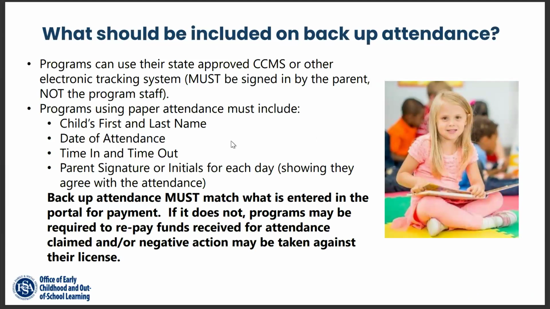If you are using paper attendance, that must include the child's first and last name, the date that they attended, time in and time out, and then parent signatures or initials for the days. Like I said, at least weekly, showing that they agree with that attendance. So make sure that all of the details are present. We do want those time in and time outs because we want to make sure that children were present when you said they were. Again, as I mentioned earlier, we did have some issues where children walked in the door, walked out, and were counted present for the day. Those time in and time outs would be reviewed. So we want to make sure that that is showing on your attendance.